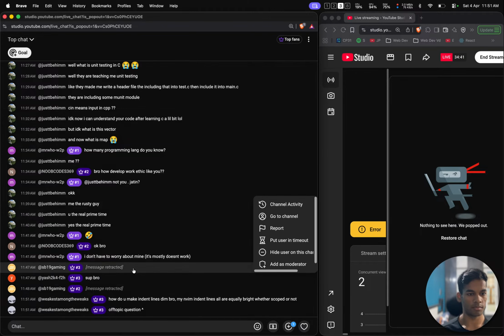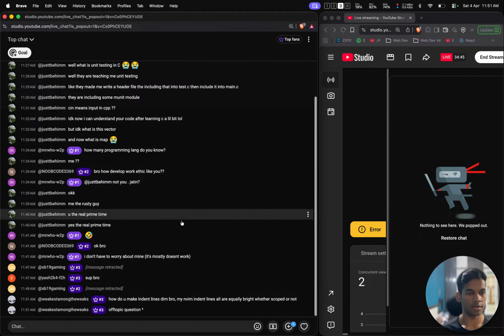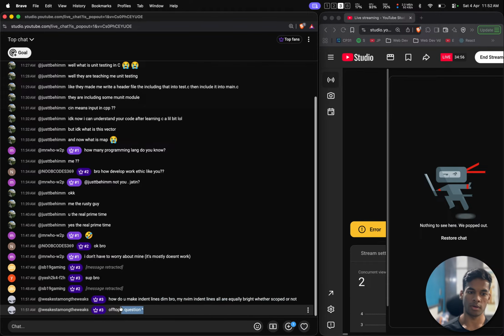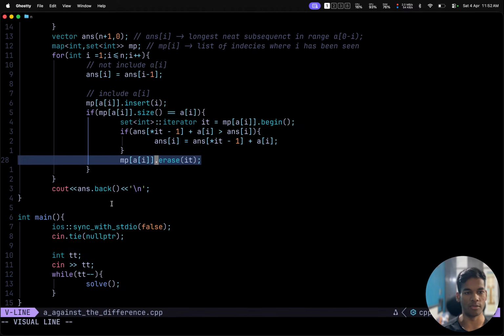Hello. Shit, your messages are getting deleted. SB19 gaming. Wait, how do you make the indent lines dim? My new indent lines all are equally bright. In scope or not? No, not an off-topic question. This is a topic question. I'm using Vim, so it is off-topic.